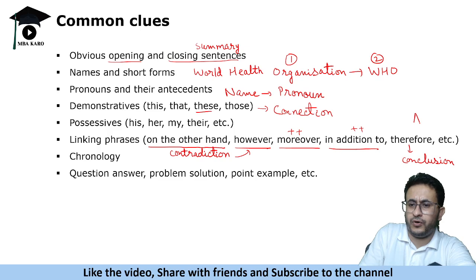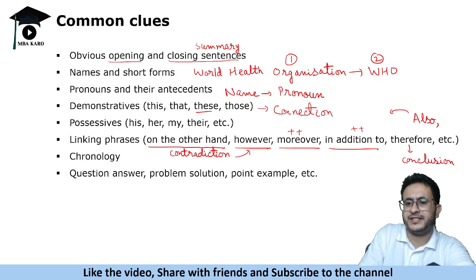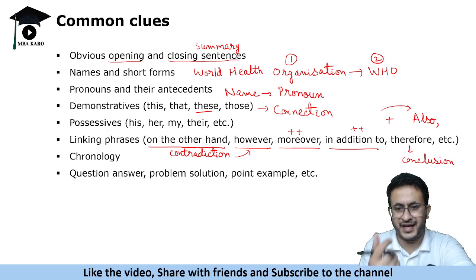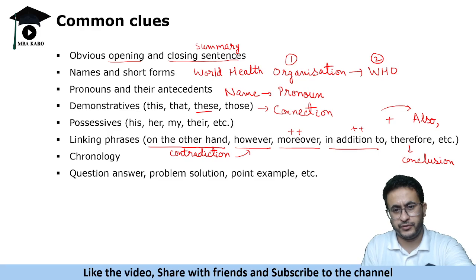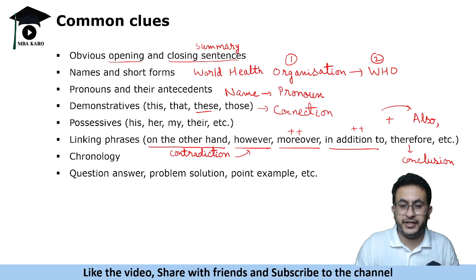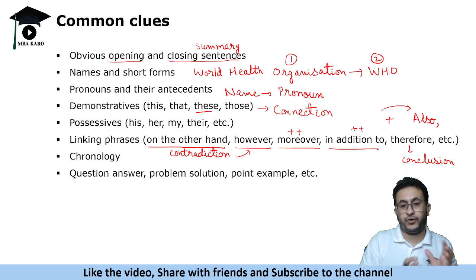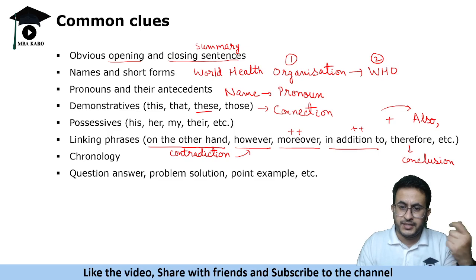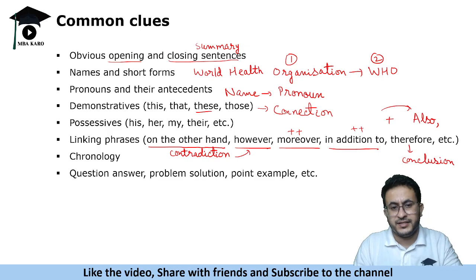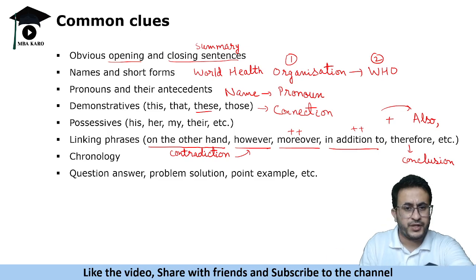Similarly, words like "also" will happen only if something has been mentioned before. So "also" is not something a starting sentence. Something would be mentioned and "also" will add another point to it. So if you add another point, if you make a contradictory statement, or you conclude some idea, these are some of the very commonly used words.